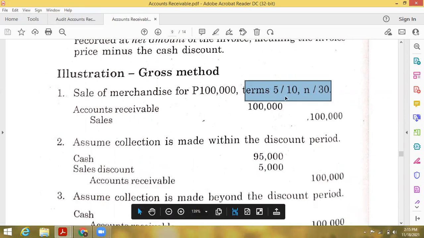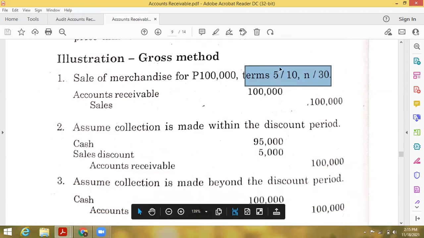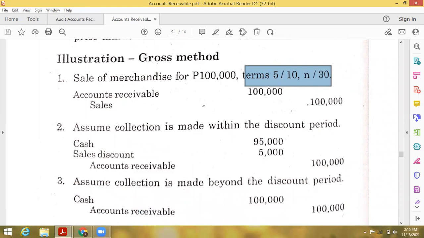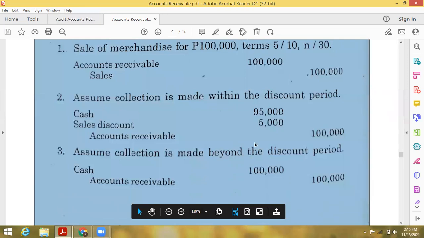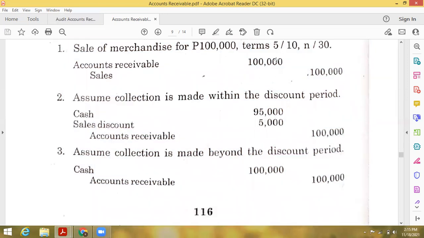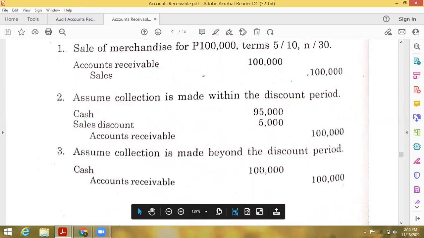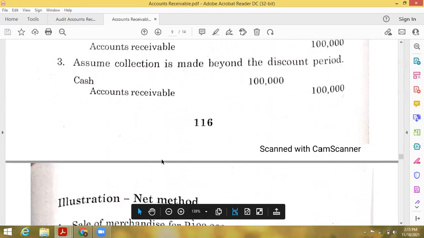Pag nagkaroon ng collection within the discount period, i-avail niya yung discount. We have cash 95, sales discount ng 5,000, and accounts receivable of 100,000. Assume that hindi niya na-avail yung discount. So, ito entry natin, cash 100, then AR 100 credit.